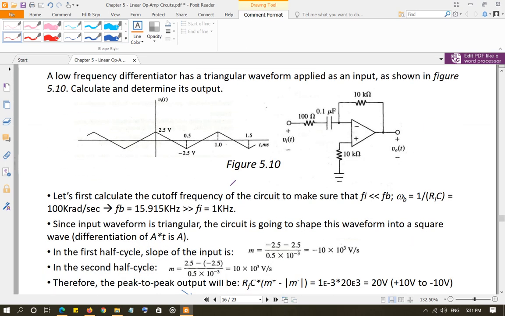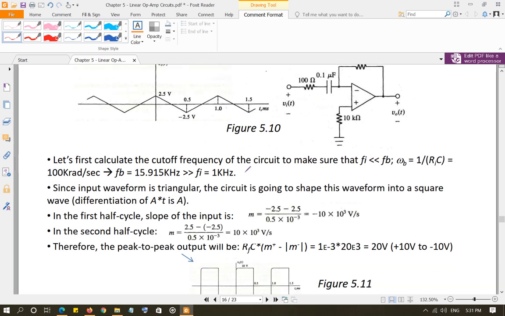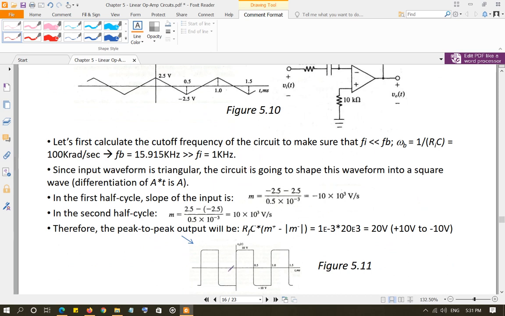So in this example, your input is a triangular waveform, and you can go through this example, and the output is going to be a square wave. Remember, a triangular wave is At, or negative At, and when you take the derivative of this, you're just going to get an A. So you're going to have a positive A and a negative A. When the waveform is going down, of course, the output will be high because of the negative sign, negative RFC, and when the waveform is going up, the output will be low.